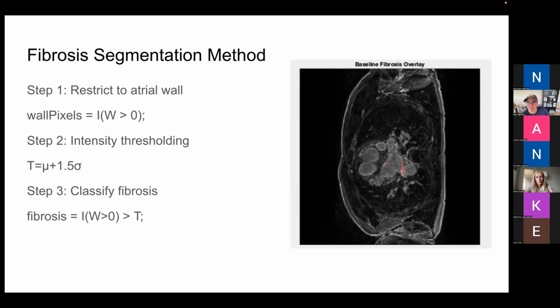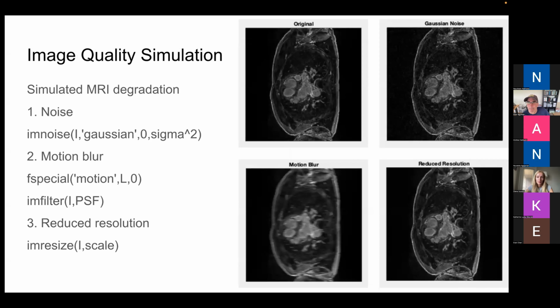If you look at the image on the right here, it's the selected slice where the regions of red are where my code estimates there to be fibrosis. To evaluate the robustness of fibrosis quantification, I simulate three distinct types of MRI degradation directly in MATLAB, each corresponding to a different physical imaging limitation.